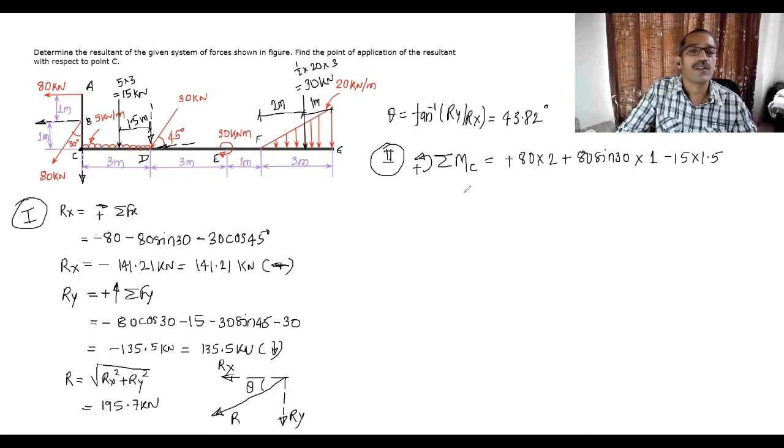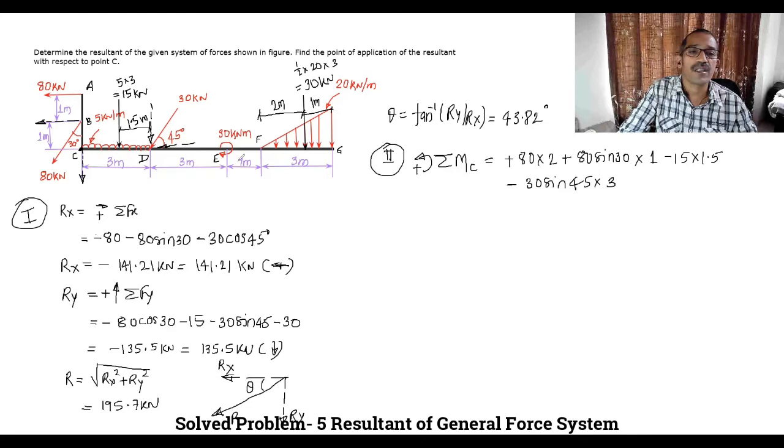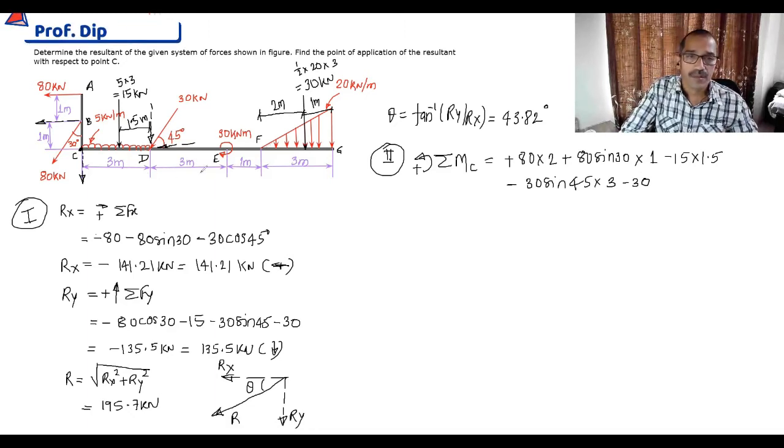Next, the horizontal component of 30 kilonewton which is acting leftward, its line of action passes through C. Therefore, the moment of the horizontal component of 30 kilonewton is 0. The moment of the vertical component, if you take, this one is clockwise, minus 30 sine 45. Its distance is 3 meter. Then there is one couple acting, that is clockwise 30 kilonewton meter, so we'll write directly with a minus sign. Couple clockwise, then minus. Couple anti-clockwise, then plus.